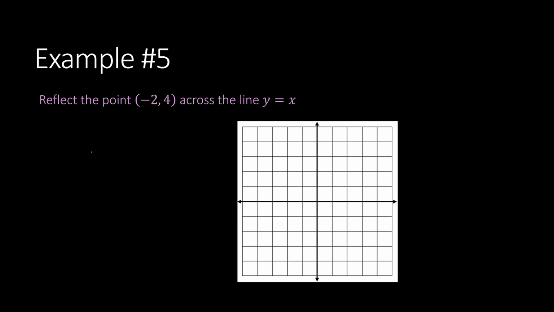Here's a different type of problem. Now we're reflecting over the line y equals x. So the point -2, 4, we'll call this E. And we want the line y equals x. The line y equals x is like saying y equals 1x plus 0. So here's a y-intercept of 0 and a slope of 1. Up 1 over 1, up 1 over 1, up 1 over 1.